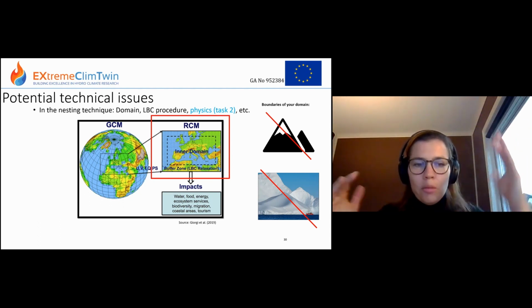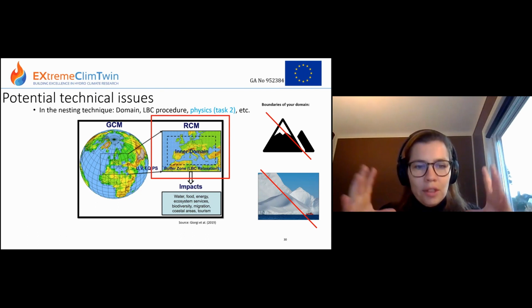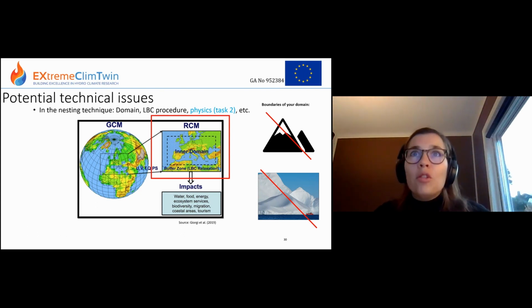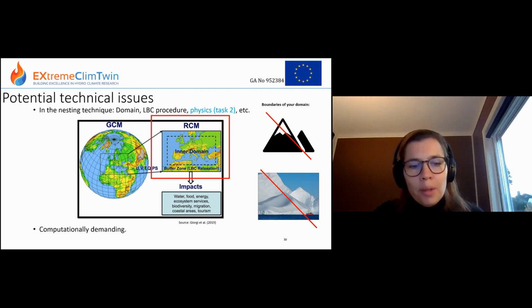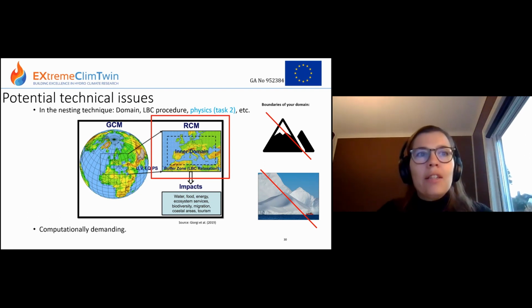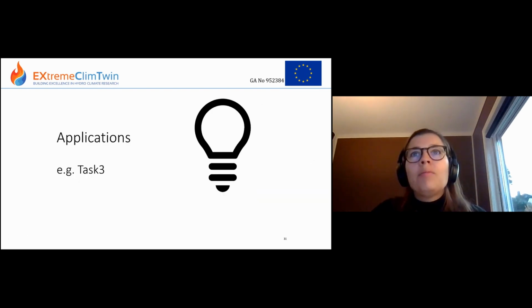You really need to have a little bit of knowledge on how these models should be set up, and also the physics that you can use. And that's also very computationally demanding. So compared to the technique you have seen yesterday, statistical downscaling, which is very fast and has very low computational need, regional climate modeling has very high computational needs.